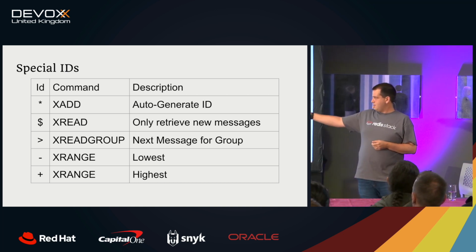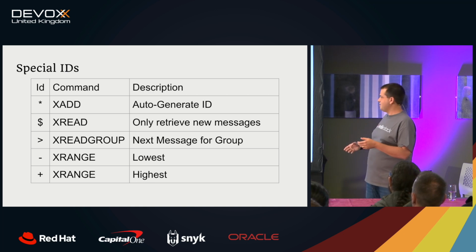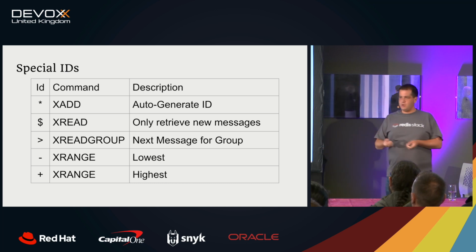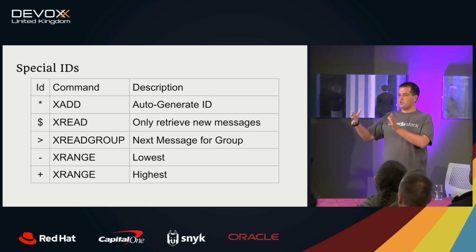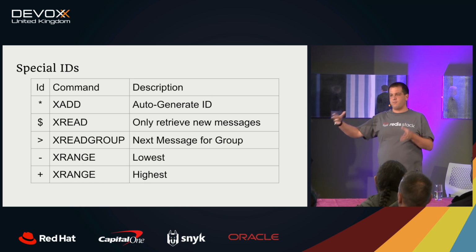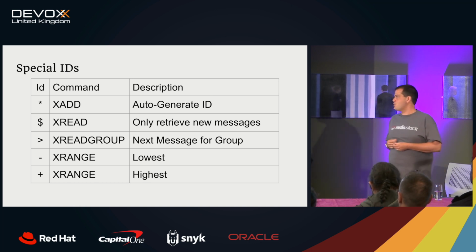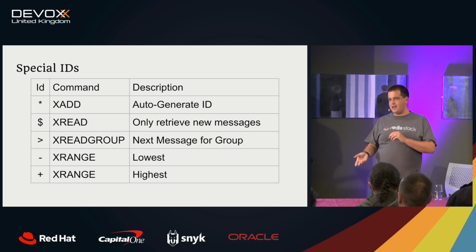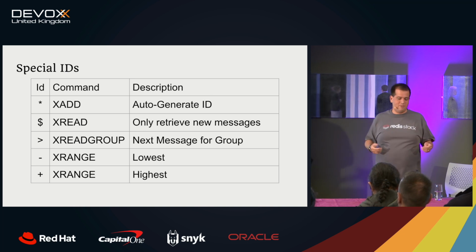You have, I guess that's a less than sign. Is that a less than sign? Yes. All right, we're going with the less than sign for XREADGROUP. And XREADGROUP is basically where you have a consumer that is part of a group of other consumers that might be in different processes. And it's just telling Redis, get me the next message or messages for that group. And then you have minus and plus, which are the lowest and highest possible IDs. So the lowest is like below zero, I think. And the highest is a very large number. I guess it's infinite.